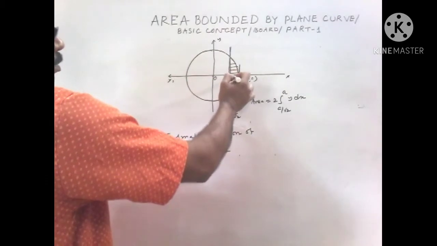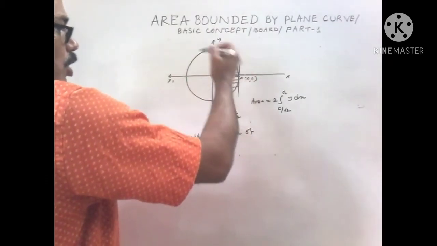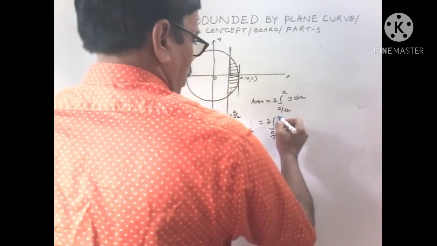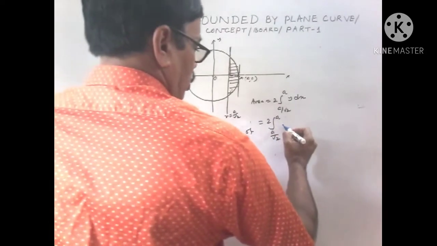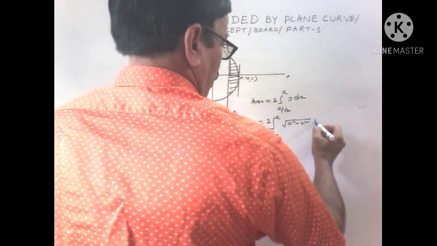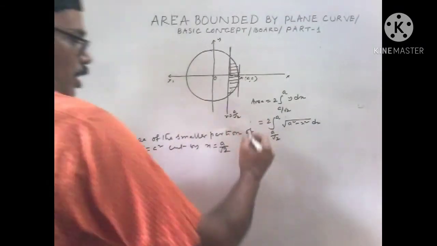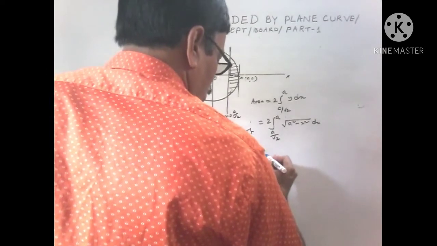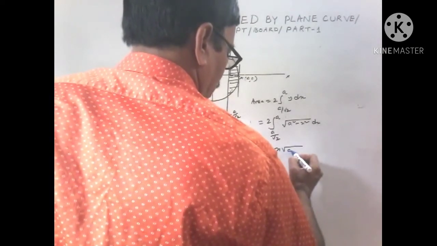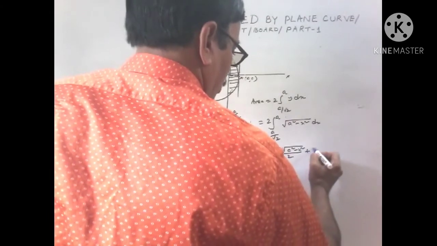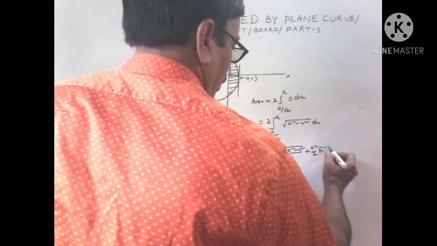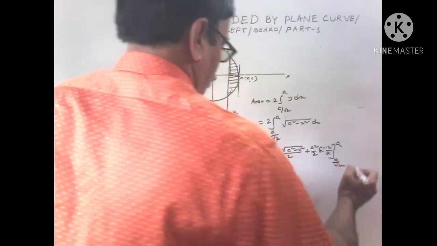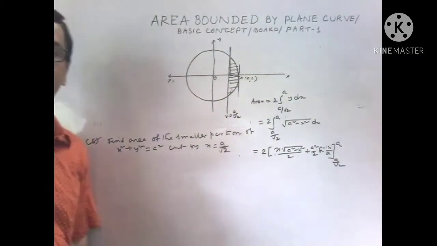to a of y dx. So 2 is coming for the symmetric part below the x-axis. So 2 into the integral from a by root 2 to a, what is y? Y is root of a square minus x square, dx. Now you find the value of the integration. 2 unchanged. X by 2 into root of a square minus x square, plus a square by 2 sine inverse x by a, and this is from a by root 2 to a. You simplify and find the area.